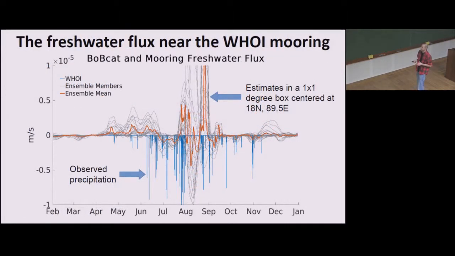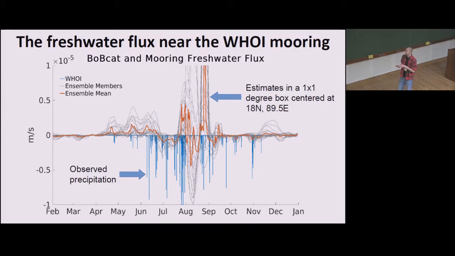Here's what the freshwater flux looks like at the Woods Hole mooring location. All these gray lines are the individual points, so there's 25 of them. The orange line is the mean of them, the ensemble mean. This blue here is the actual observed precipitation by the mooring itself. What you can see is that frequently the advective flux is large, often on the order of these precipitation spikes.